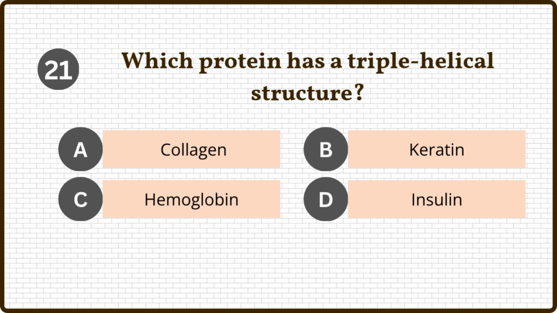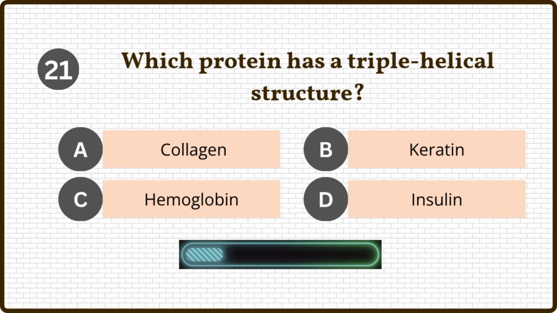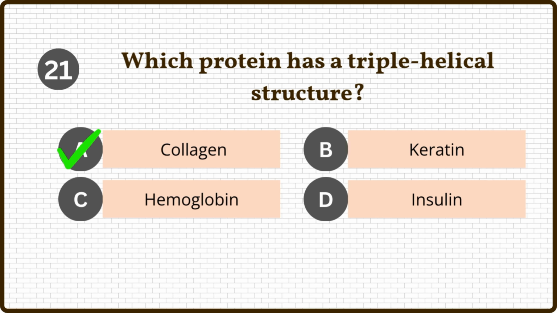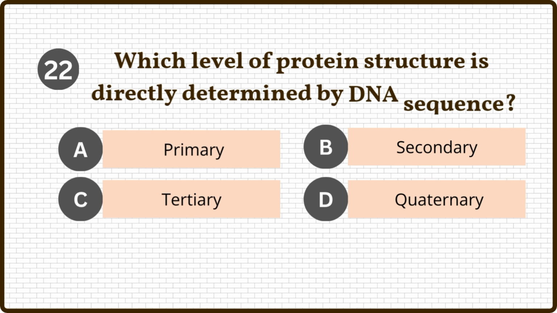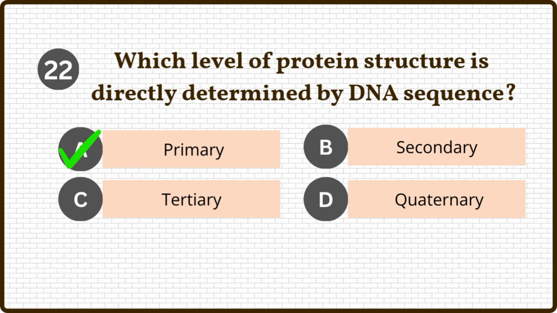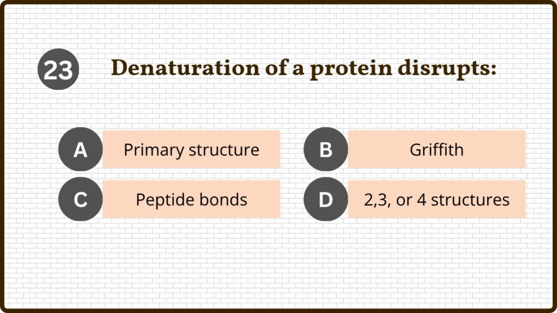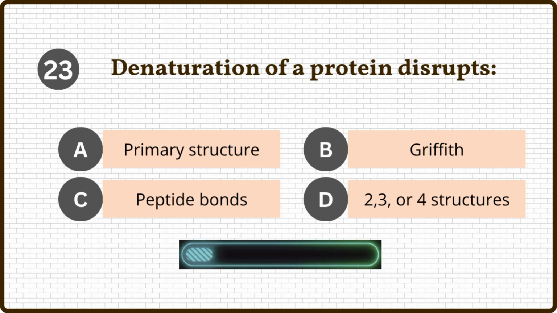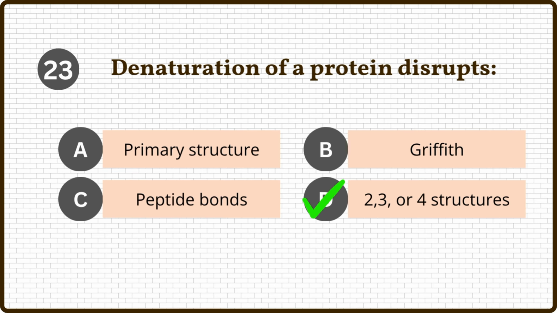Which protein has a triple helical structure? Collagen. Which level of protein structure is directly determined by DNA sequence? Primary structure. MCQ 23. Denaturation of a protein disrupts secondary, tertiary and quaternary structures.